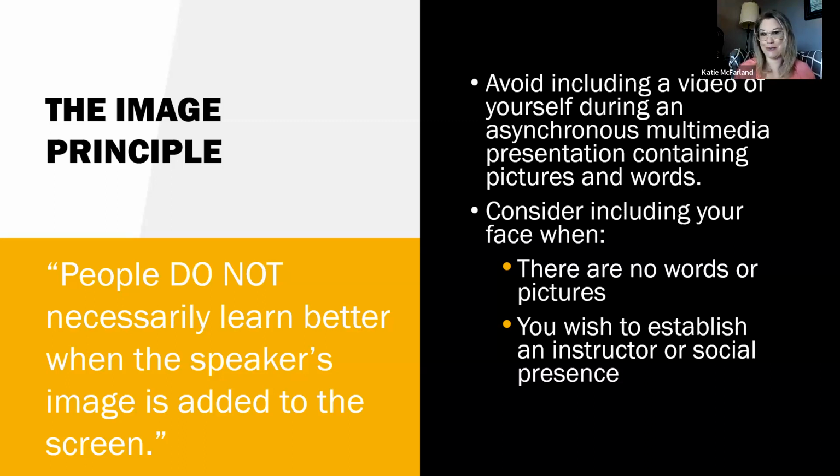This is the only one of the principles listed that is a do not learn better. All the other ones were, if you do this, people learn better. This one is people do not necessarily learn better when the speaker's image is added to the screen. So that's kind of the tiny talking head, which is what I'm seeing right now with my full screen and my little head. So it actually doesn't improve the learning.